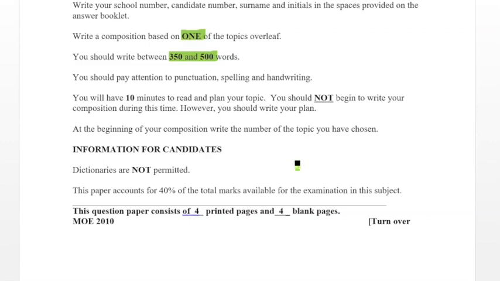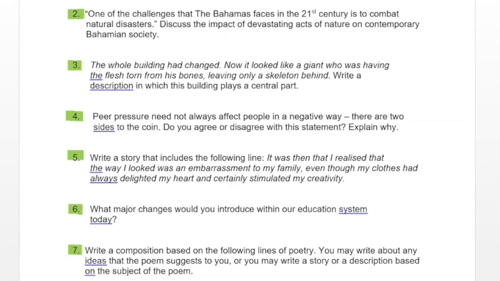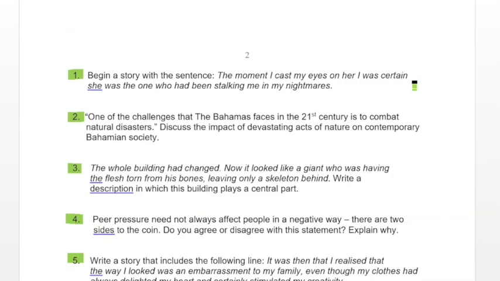There are 8 questions on paper 1. These questions will address the 4 modes of writing that you have studied over the years. So you may find questions that are related to narrative writing or descriptive writing or expository writing or persuasive writing. You must be able to employ all of the techniques that are associated with each mode of writing.